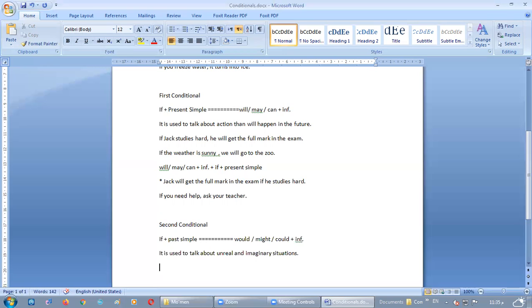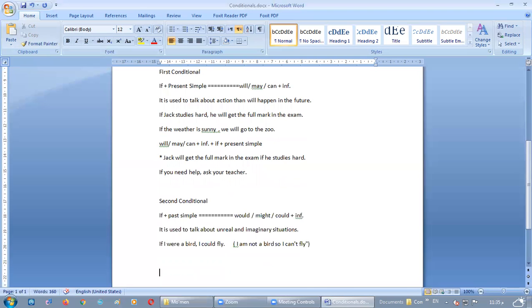Say, for example, if I were a bird, I could fly. What does it mean by this sentence? It means I am not a bird, so I can't fly. This is for the second conditional.